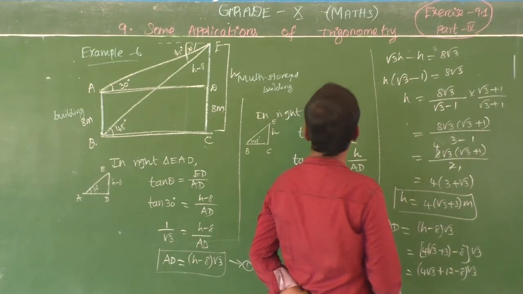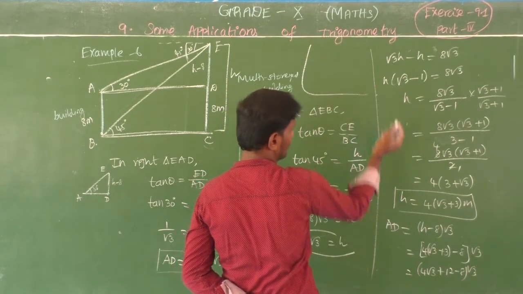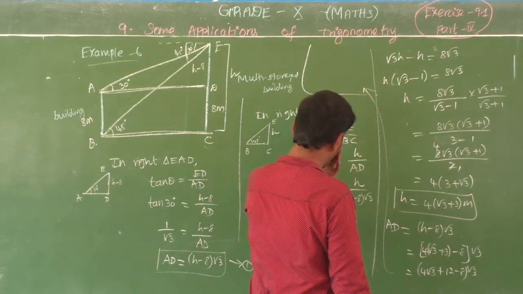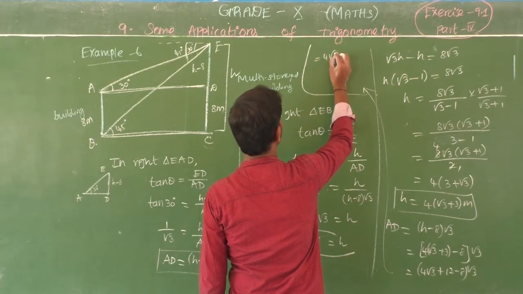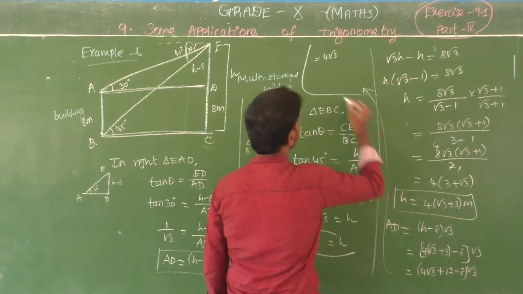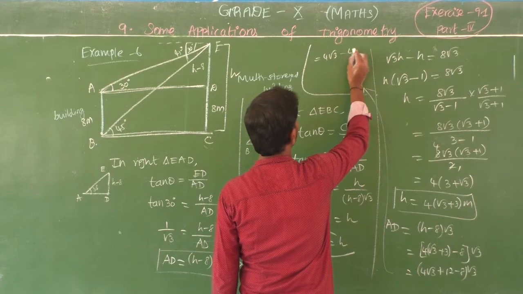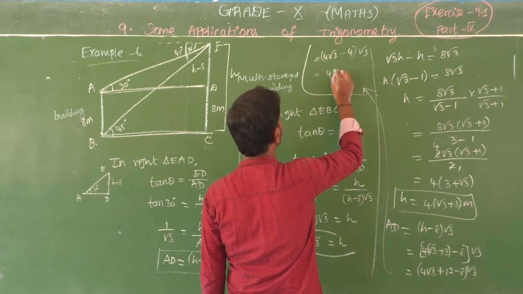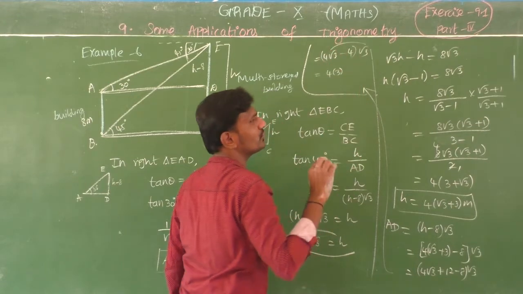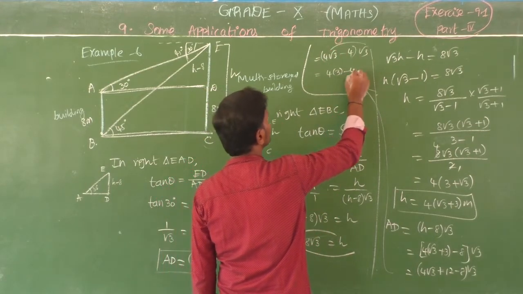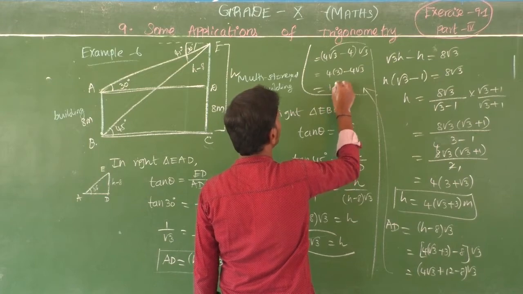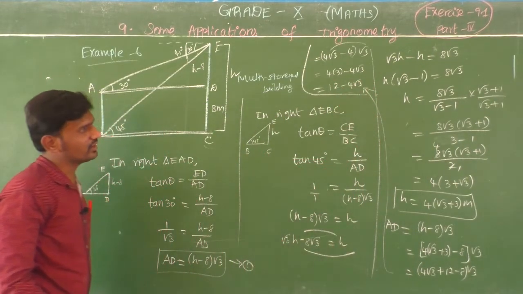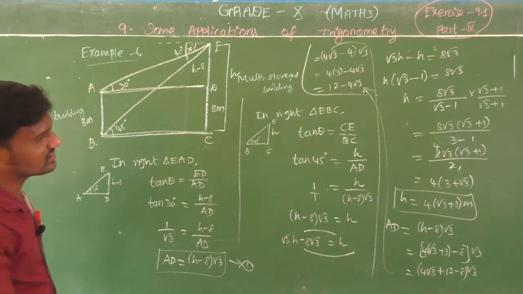Now multiply to get 4 root 3 plus 12 minus 8, which is 4 root 3 plus 4 into root 3. Now multiply root 3 inside. Root 3 into root 3 is 3, so 4 into 3 is 12, minus 4 root 3. So here 12 minus 4 root 3. Yeah, sorry, plus.